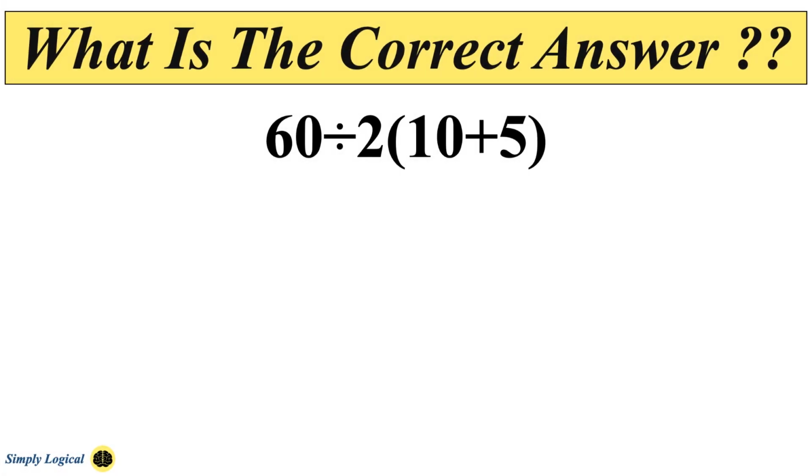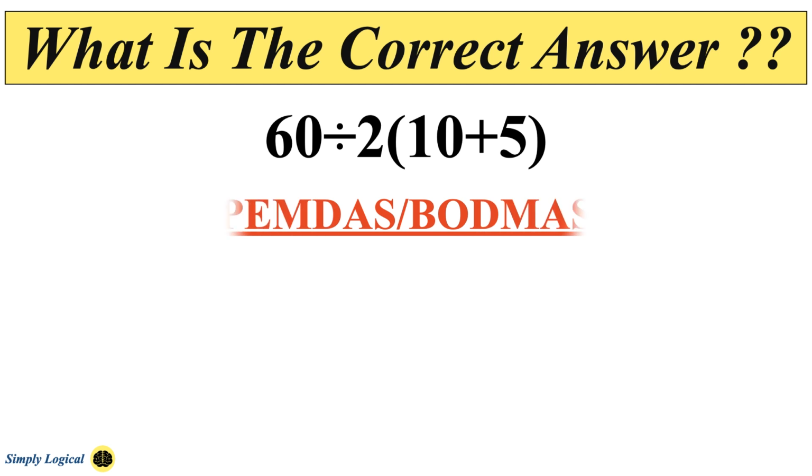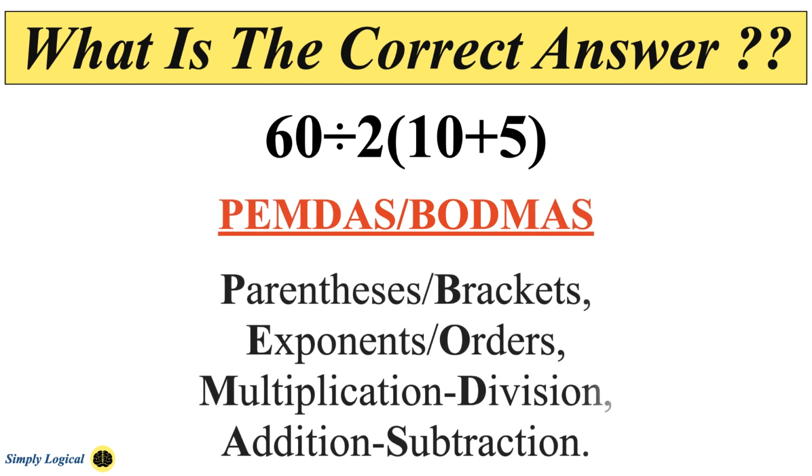Now I am going to solve these expressions step by step. Let's consider the first expression. First and foremost, there should not be any confusion in using the technique to solve these expressions. These expressions can be solved using the order of operations, which are popularly called by the acronym PEMDAS or BODMAS. According to the rule, in an expression, first evaluate parentheses or brackets, then evaluate exponents or orders, then evaluate multiplication, division, and finally evaluate addition, subtraction.